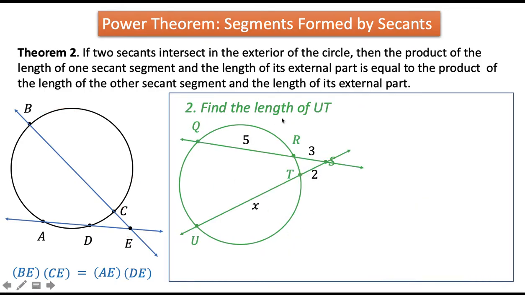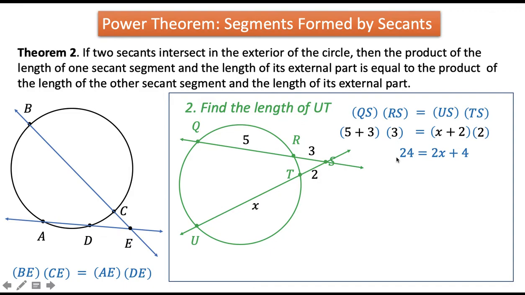In our given number 2, find the length of UT, wherein QR is 5, RS is 3, and TS is 2. What is UT? Using the same concept, this will be our working equation taken from our theorem. Our QS here is the length of QR and RS, so that is 5 plus 3, times the external part, which is 3, equal to US, that is x plus 2, times the external part, which is 2. From here, simplify. 5 plus 3 is 8. 8 times 3 is 24.